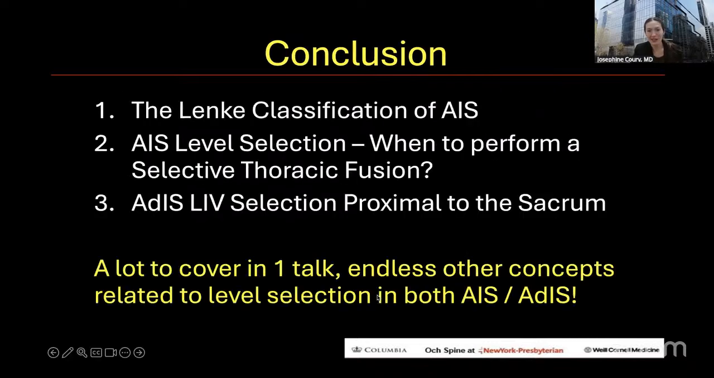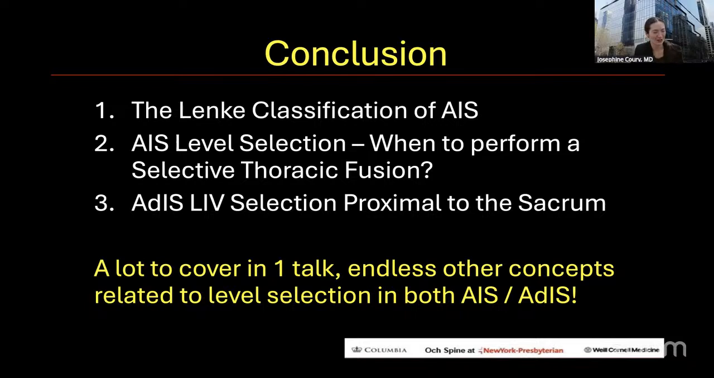So we went over the Lenke classification. We went over AIS level selection, when you can perform a selective thoracic fusion, how to pick a UIV and LIV. We talked a little bit about adult idiopathic scoliosis and selecting an LIV proximal to the sacrum, but it is so much to cover in one talk. And that's why Raj and I are doing fellowships, because there's so many nuances to this.